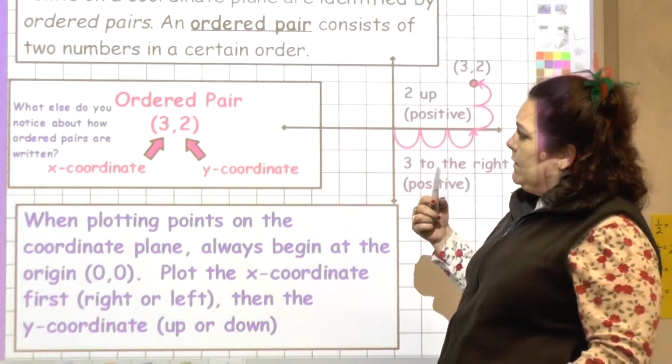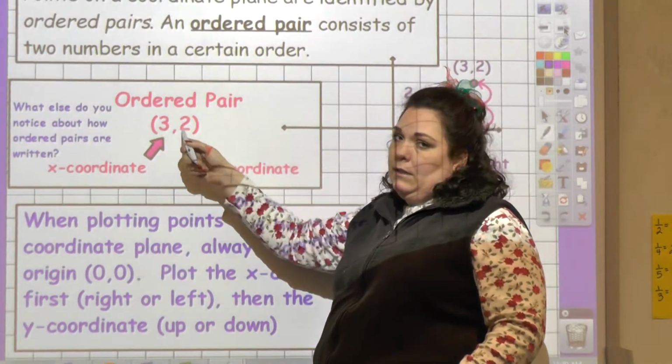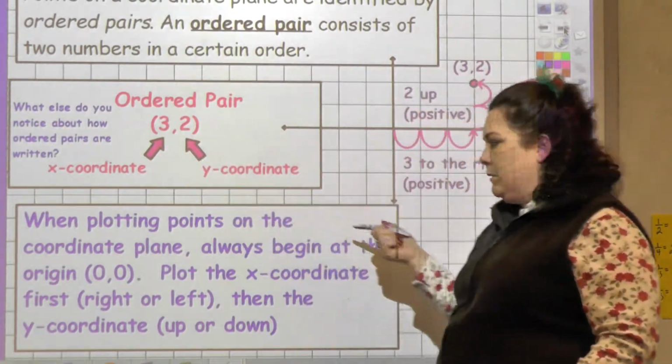Points on the coordinate plane are identified by ordered pairs. An ordered pair consists of 2 numbers in a certain order. So this is the x, this is the y. It's always 2 numbers, and that's what you're going to plot.